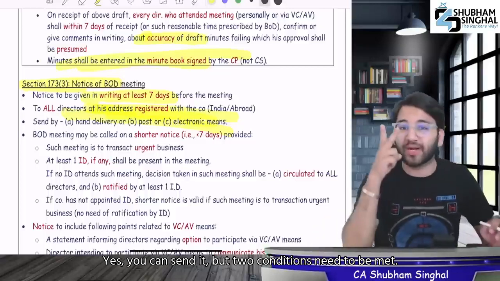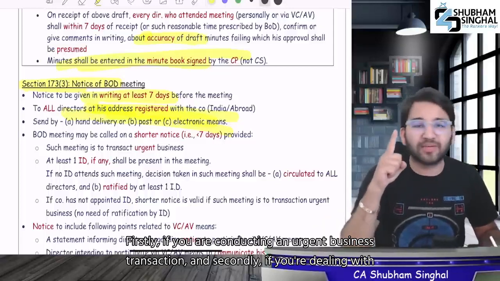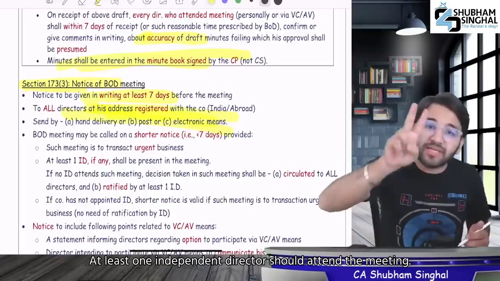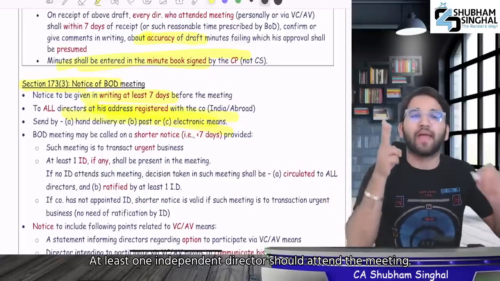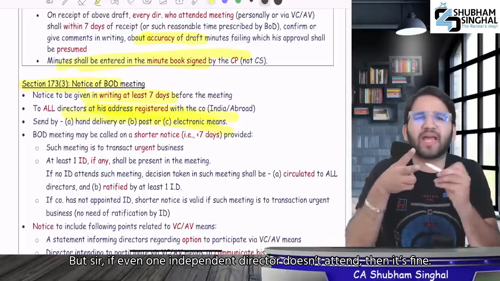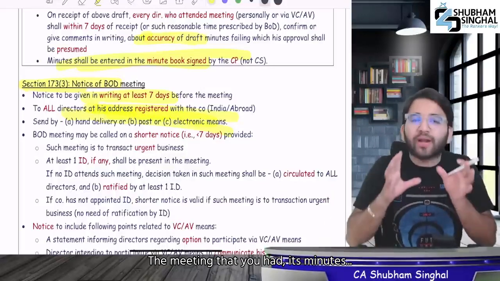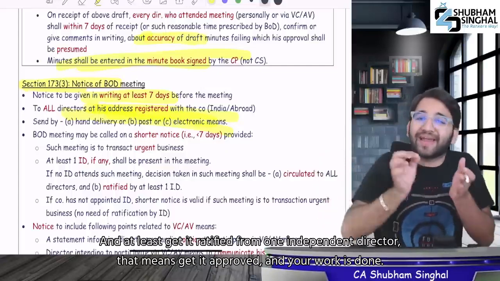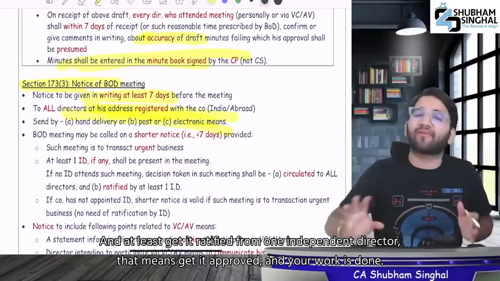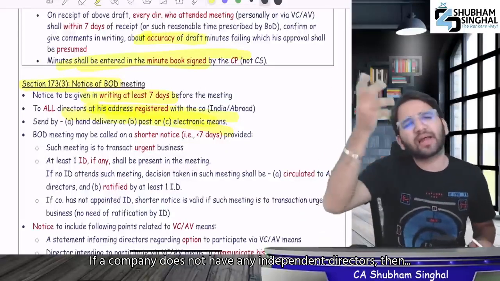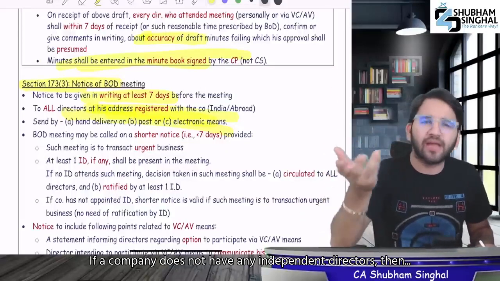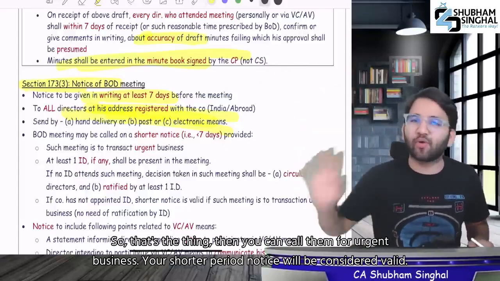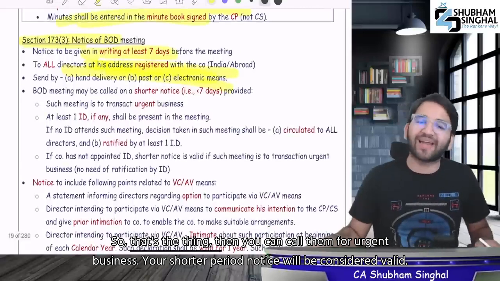You can send it, but 2 conditions should be fulfilled: you are conducting urgent business transaction and at least 1 independent director attends the meeting. But if even 1 independent director doesn't attend, then it's fine. The minutes of your meeting, circulate it to all directors and at least get it ratified from one independent director, get it approved, your work is done. If a company does not have any independent directors, then you can call them for urgent business. Your shorter period notice will be considered valid.